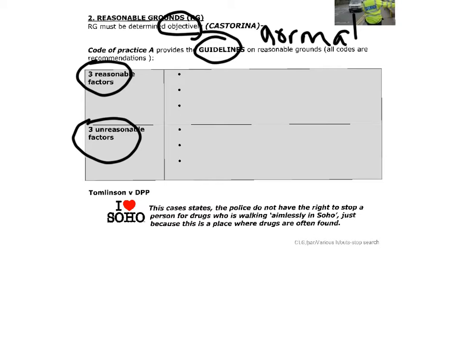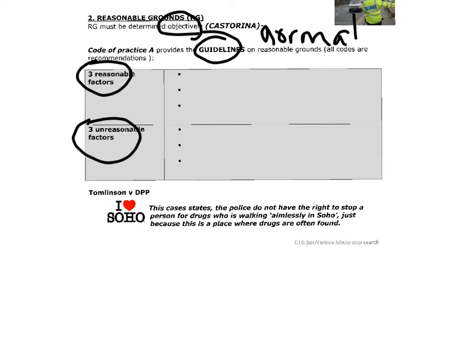that doesn't give a good enough reason to stop and search you. So he was walking up and down Soho in London, and because it's a place where drugs are generally found on people, the police officers decided to stop and search him for drugs. That's not allowed. That's stereotyping based upon where you live. That can't occur. So let's just say Pontefract was well known for guns. They can't stop and search you just because it's well known for guns, alright? That would be stereotyping you based upon the area you live, which is not allowed.